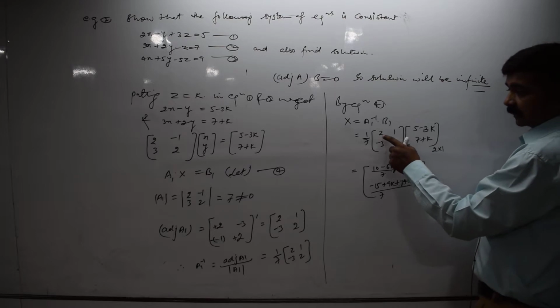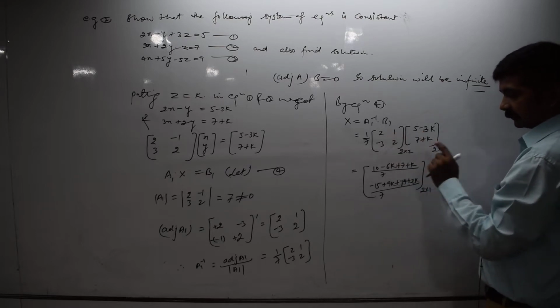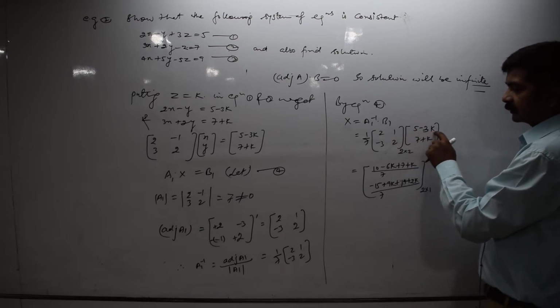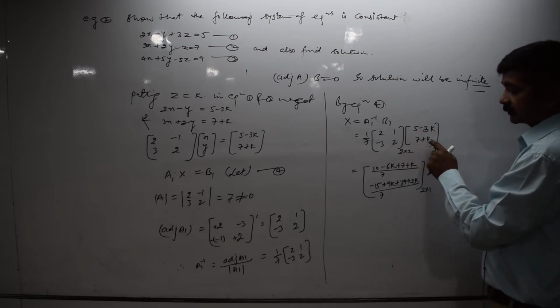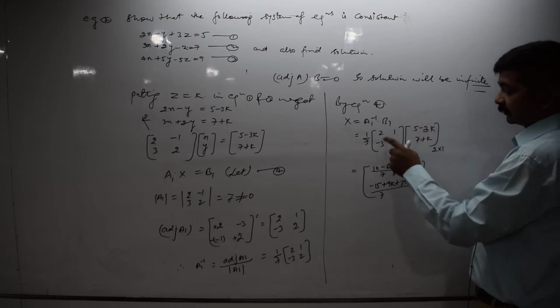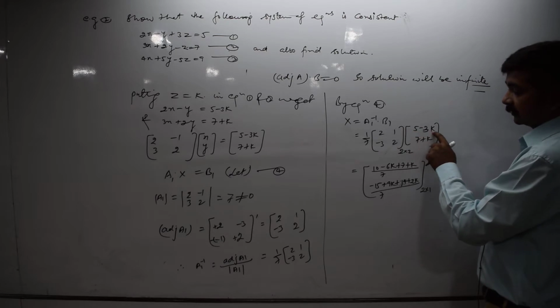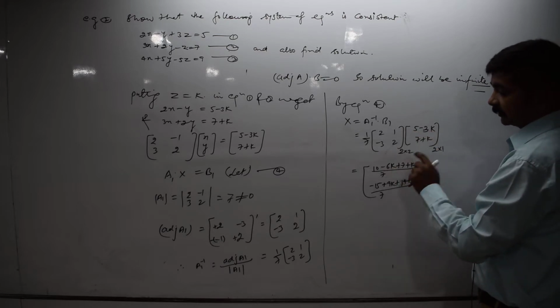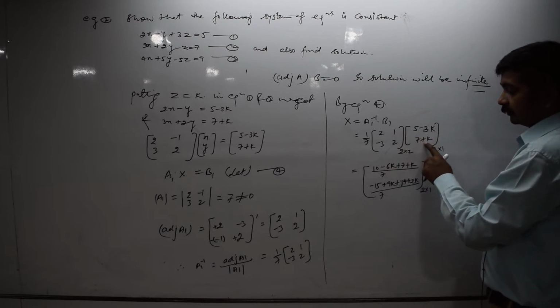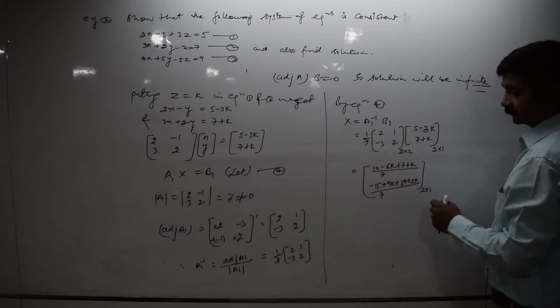Now we see again these are the individual elements: 2, 1 are individual elements, and 5 minus 3k is a single element, next is 7 plus k. So 2, 1 multiplied to this and this, after that we add: 2 multiplied to this will be 10 minus 6k, and 1 multiplied to this gives 7 plus k, upon 7.